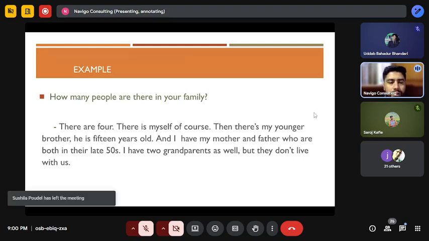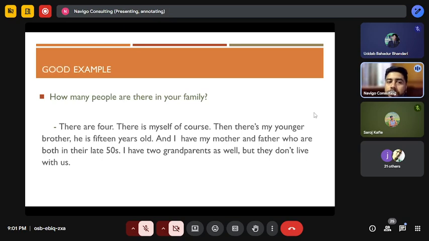Yes. So the response here is, "There are four of us. There is myself, of course, and there's my younger brother. He's 15 years old. And I have my mother and father who are both in their late 50s. I have two grandparents as well, but they do not live with us." So this is how you're going to give your answer. This is a good example.